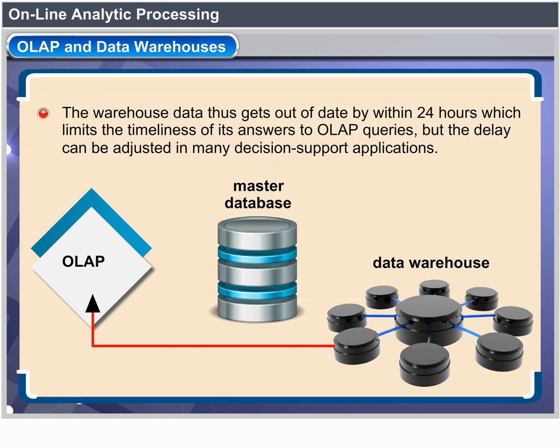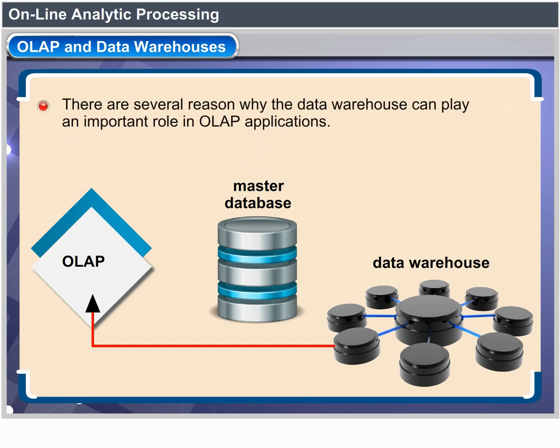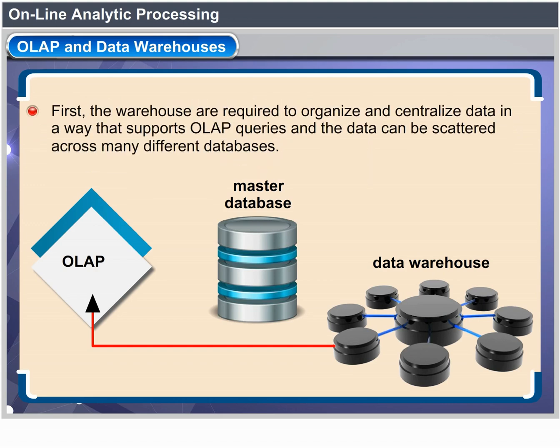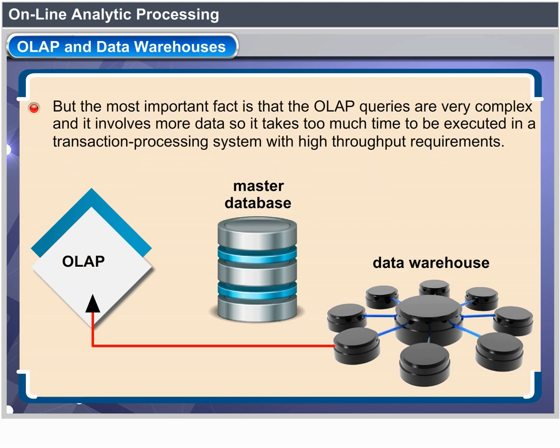There are several reasons why data warehouses play an important role in OLAP applications. First, the warehouse may be necessary to organize and centralize data in a way that supports OLAP queries. The data may initially be scattered across many different databases. But often more important is the fact that OLAP queries, being complex and touching much of the data, take too much time to be executed in a transaction processing system with high throughput requirements.